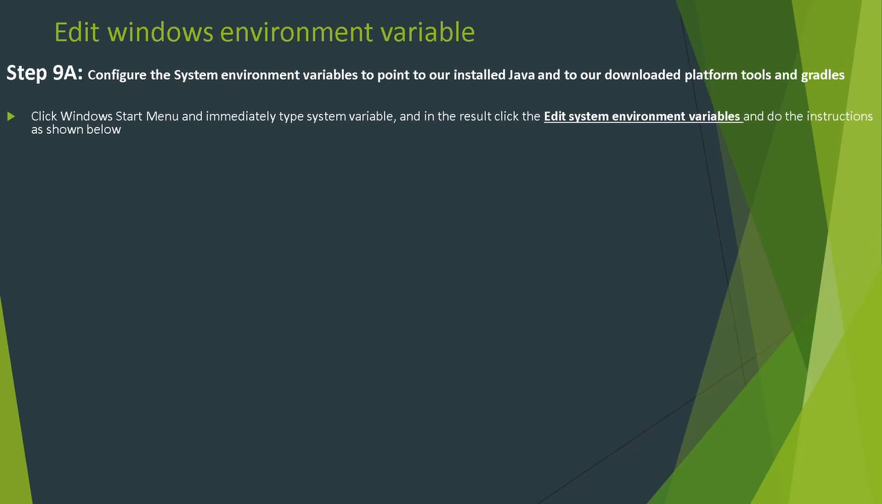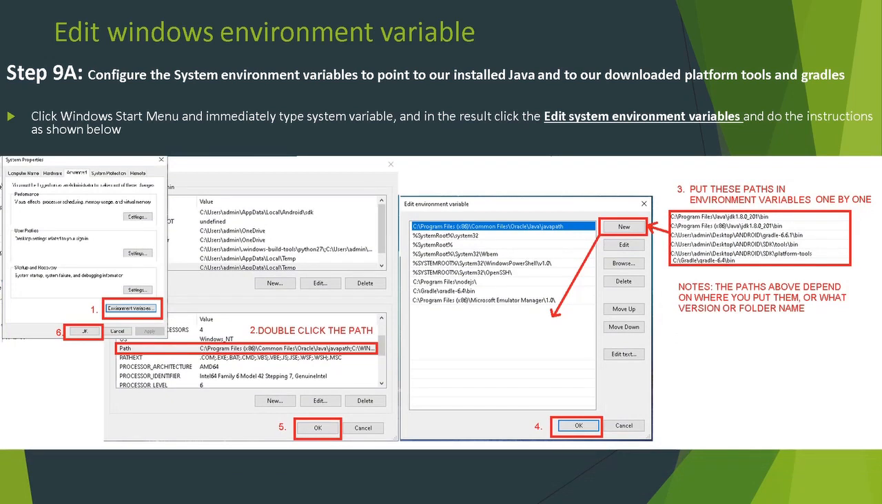So here is our last step we're going to do in the installation of Ionic and Angular. So we're going to configure our system properties and go to the environment variables. You can see in the picture and the numbers, there is this number 1 over there. And by the way, to access the system properties, you can click the Start menu and then immediately type System Properties. Or you can right-click on My Computer or Computer icon and then click Properties.